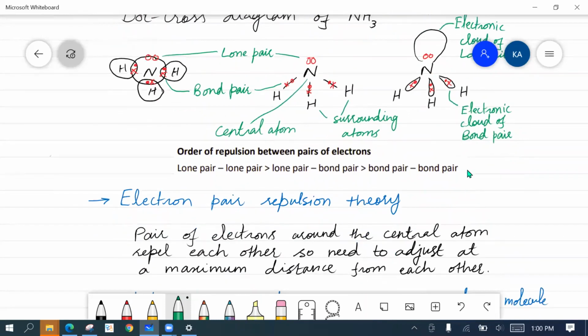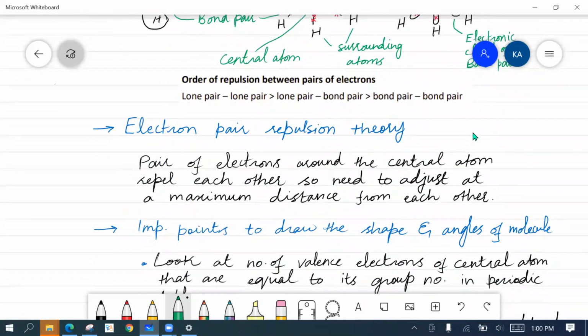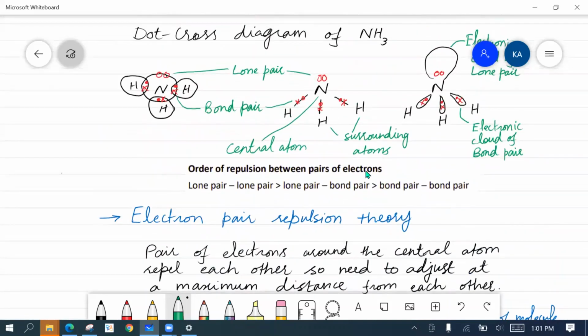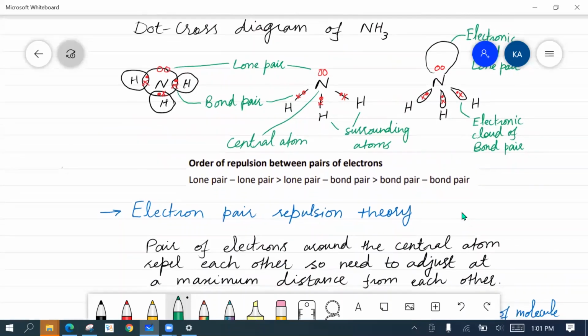So shapes of molecules and angles depend on the electron pair repulsion theory. This theory states that pairs of electrons around the central atom repel each other, so they need to adjust at a maximum distance from each other. So what is the central atom and what is a surrounding atom? In the molecule of ammonia, nitrogen is the central atom while hydrogens are surrounding atoms. The number of electrons present on the central atom is very important.